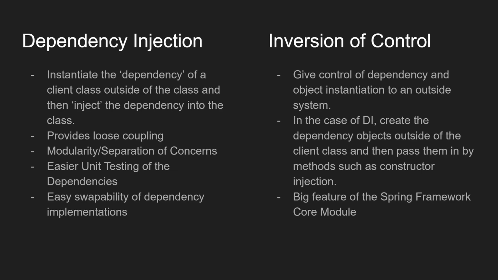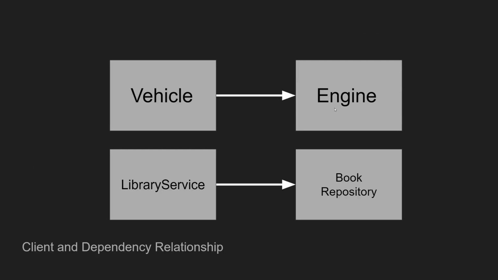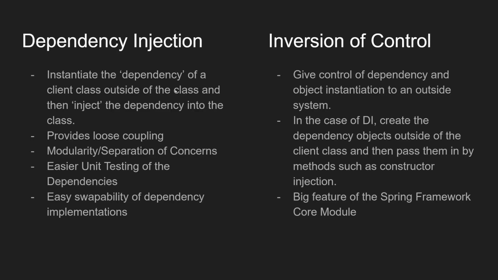So then we get inversion of control, which is a lot of the time used interchangeably, but dependency injection often is used with inversion of control. So inversion of control means that you're giving control of the dependency and object instantiation to an outside system. In this case, without dependency injection, like I said, we're initializing the engine class inside of the vehicle. So it's not being passed in by any constructor method. It's not being passed in by a setter method. It's just being created inside the vehicle constructor. So in this case, it's tightly coupled.